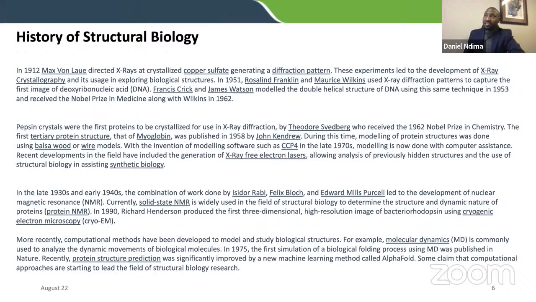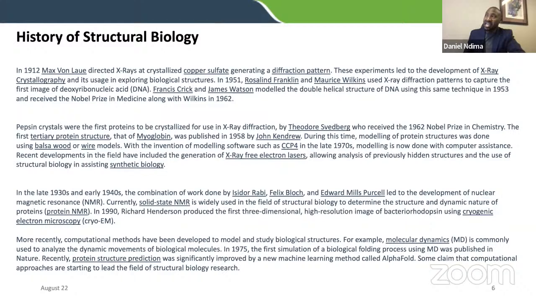Let me give you the history of structural biology, because it's not a study that started now. It's a study that is still continuing. In 1912, Max von Laue directed X-rays at crystallized copper sulfate, generating a diffraction pattern. That was the first time we saw a macromolecule, but from copper sulfate. These experiments led to the development of X-ray crystallography, which is the field that I am from, and its use in exploring biological structures. In 1951, Rosalind Franklin, one of the famous scientists, together with Maurice Wilkins, used X-ray diffraction patterns to capture the first image of DNA.